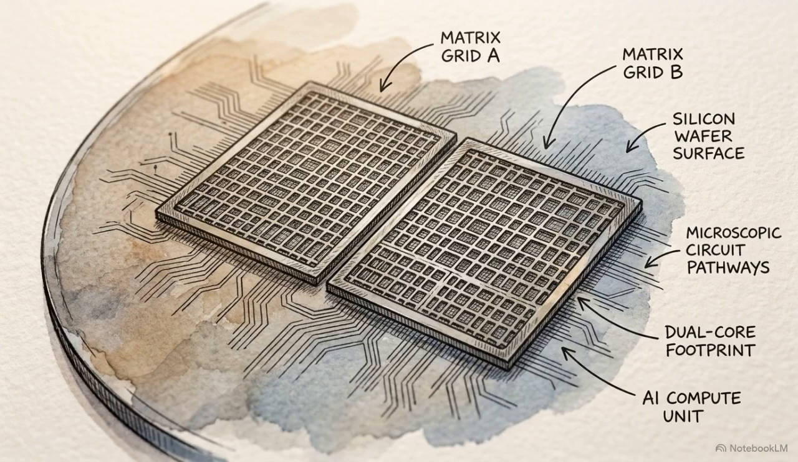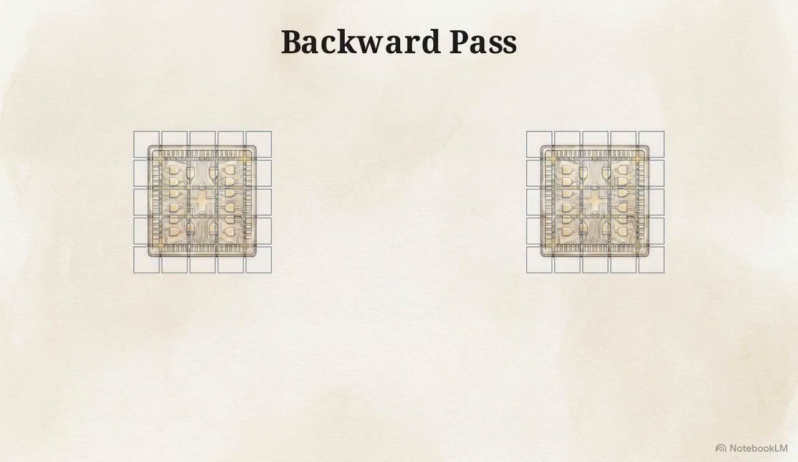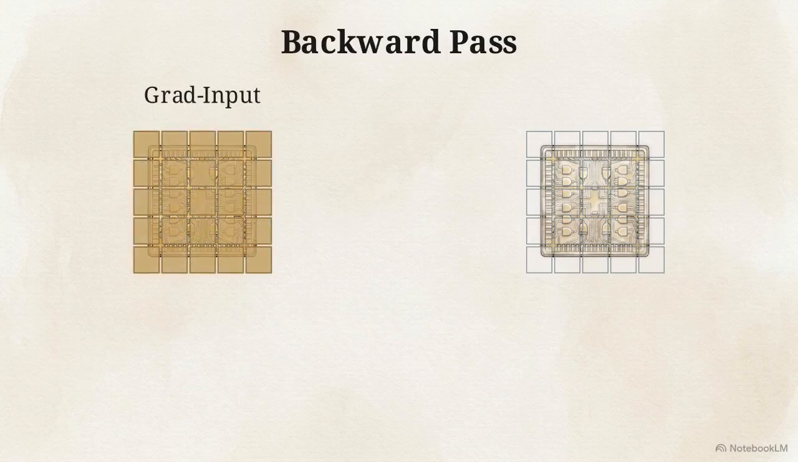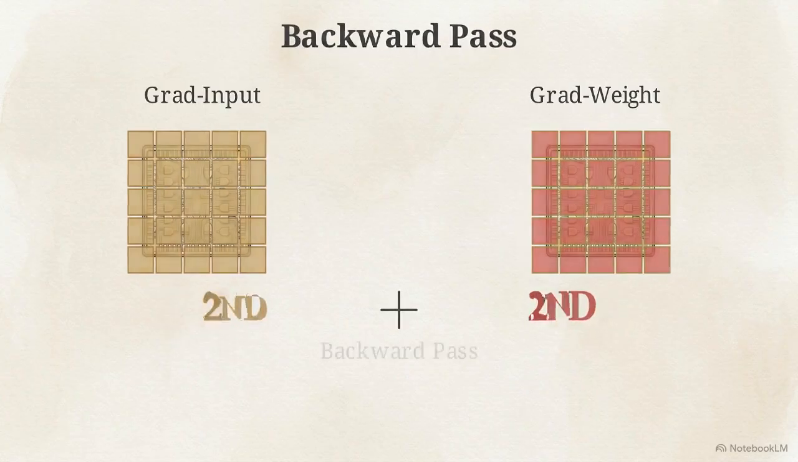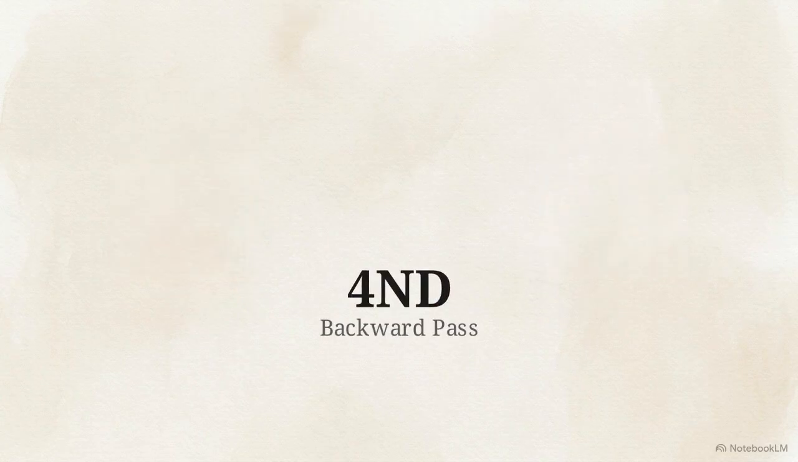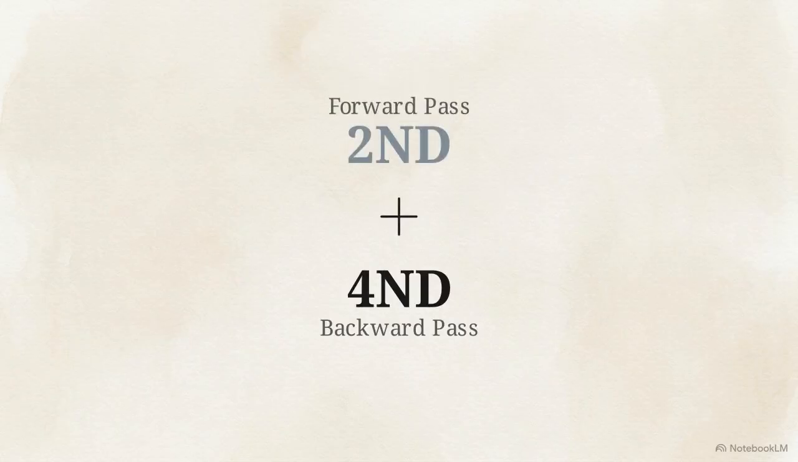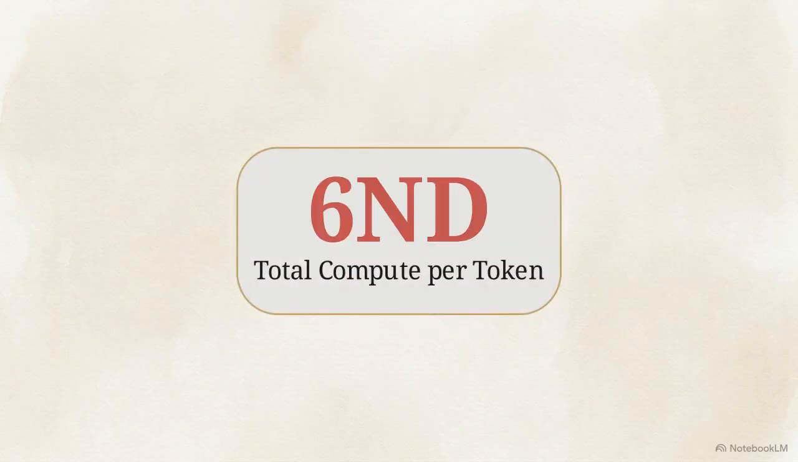During the backward pass, the computational burden doubles. To propagate errors and update the model, the system must execute two parallel operations, calculating the gradient with respect to the input and the gradient with respect to the weights. Each requires its own 2ND operations. Adding the 4ND from the backward pass to the 2ND from the forward pass yields the final 6ND total.